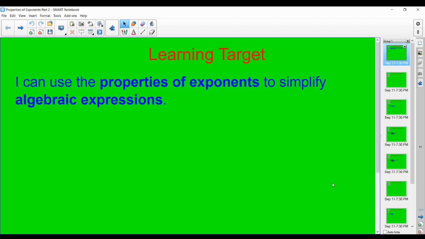Hi everyone, welcome to part two of properties of exponents. Today we're going to look at some more exponent properties and use them to simplify algebraic expressions.